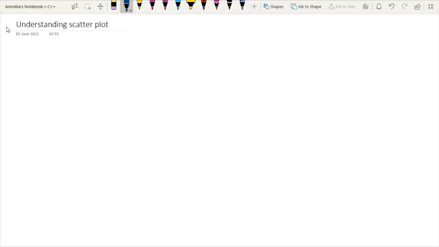Today our topic of discussion is scatter plot. Now, what is this scatter plot all about? A scatter plot uses dots to represent values for two different numeric variables. It means if you see a graphical representation where you have an x-axis and a y-axis, a scatter plot is all about representing some data set in terms of dots.